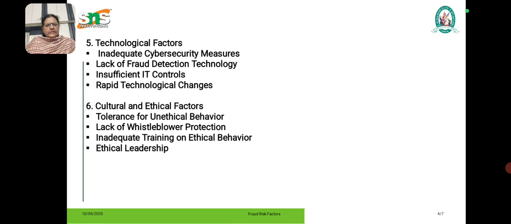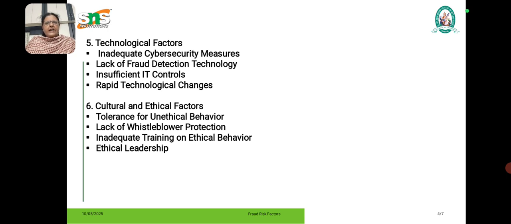So technological factors. Inadequate cyber security measures: poor cyber security measures can lead to breaches and financial fraud. Lack of fraud detection technology: the failure to invest in advanced fraud detection technology may result in overlooking fraudulent activities. Insufficient IT control: weak IT control may also allow unauthorized access and manipulation of critical systems. Rapid technological changes: rapid changes in technology may outpace the organization's ability to implement adequate controls.